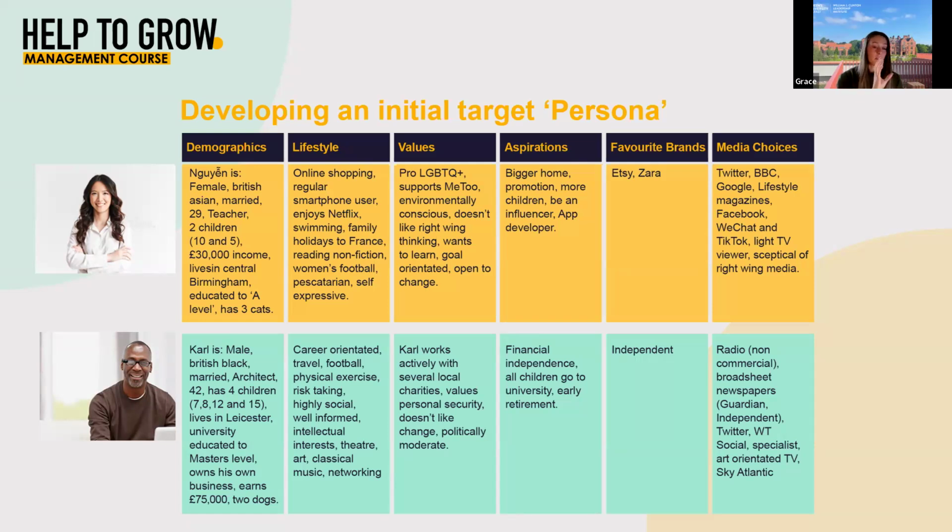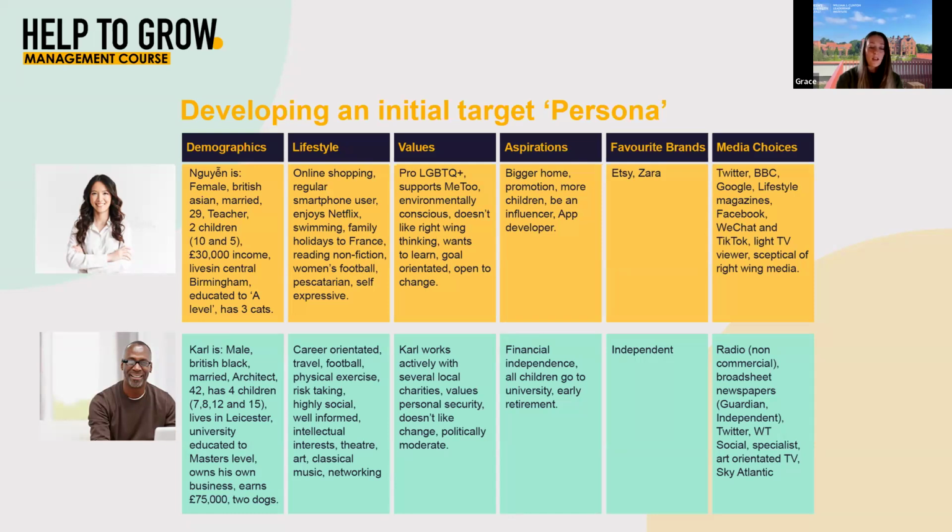So two customers that are served by the same company. First one is Nguyen. She's female, British Asian, just under 30. She's a teacher. In terms of her psychographic and her behavioral attributes, she tends to be quite liberal, enjoys modern technology, but also enjoys things that relate to activity in terms of female football, very self-expressive as well. Her aspirations, her ideal job would be to be an influencer or an app developer. And as a result of that, she has quite modern media choices in terms of engaging with WeChat and TikTok.